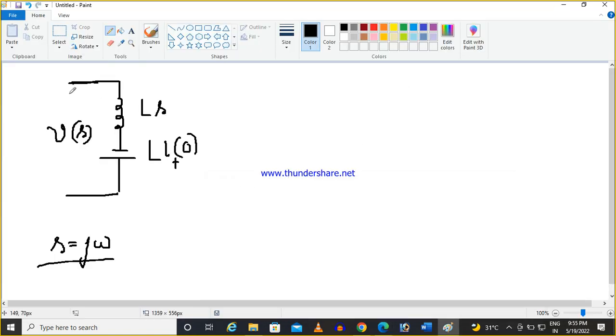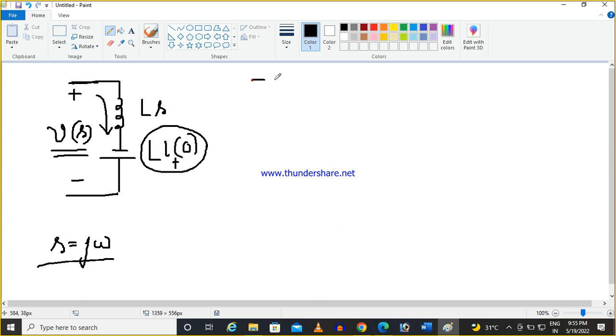Now say this terminal is positive and this is negative. Now you see this voltage is basically opposing the source voltage. So eventually the current through the inductor will initially be very less, meaning it will be suppressed.